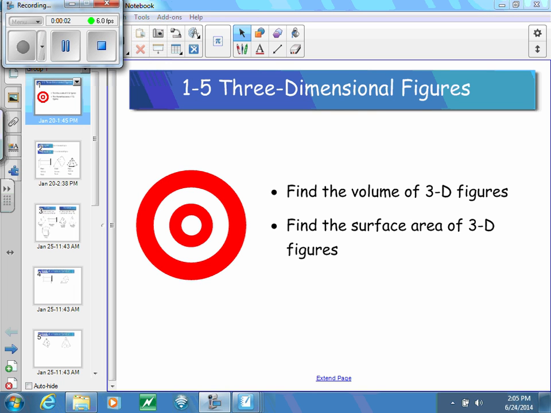All right, the final section of chapter 1 is working with three-dimensional figures. We're going to be finding the volume and the surface area of these. We already talked about how to find the area and perimeter of two-dimensional figures, and now we'll work at three.